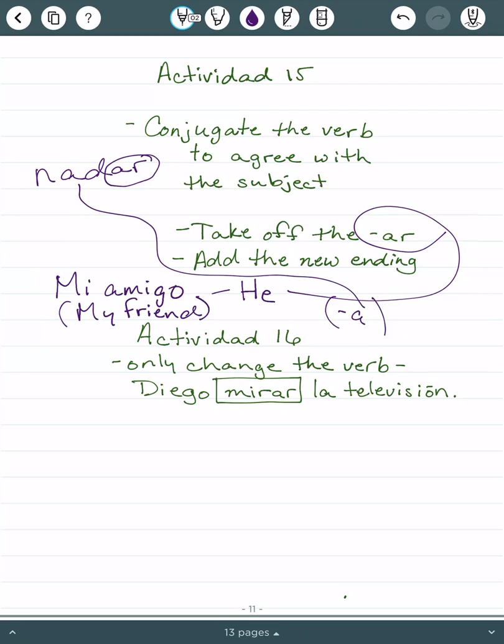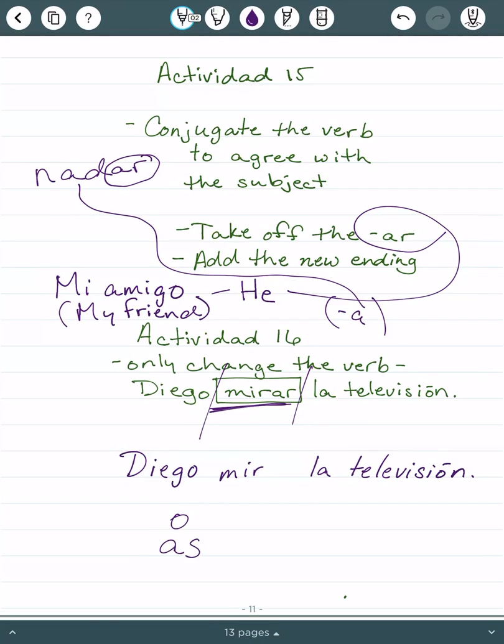All right, let's look at activity 16. So for 16, okay, this one's not bad at all. So in our example, Diego mirar la televisión, you're just going to find the verb. It's going to be the word that ends in AR, and you're going to conjugate it. So rewrite it how it is: Diego mirar la televisión. But then you know you've got to take off the AR, and then you've got to add your ending.